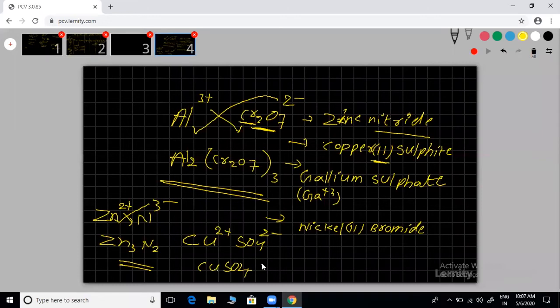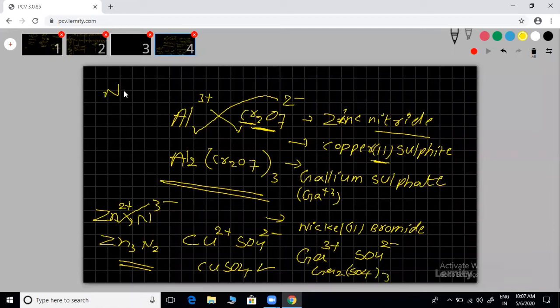Answer, that is correct. Gallium sulfate. I think some people already wrote it correctly. Good. This is Gallium 3 plus. Sulfate how much? SO4 2 minus. Then crisscross. We'll get Ga2(SO4)3, SO4 taken thrice.